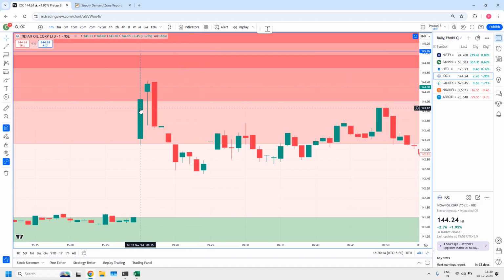But how many of your trades might have been executed in the morning 9:15 candle? First of all, how many of you are placing your trades in the morning 9:15 candle?